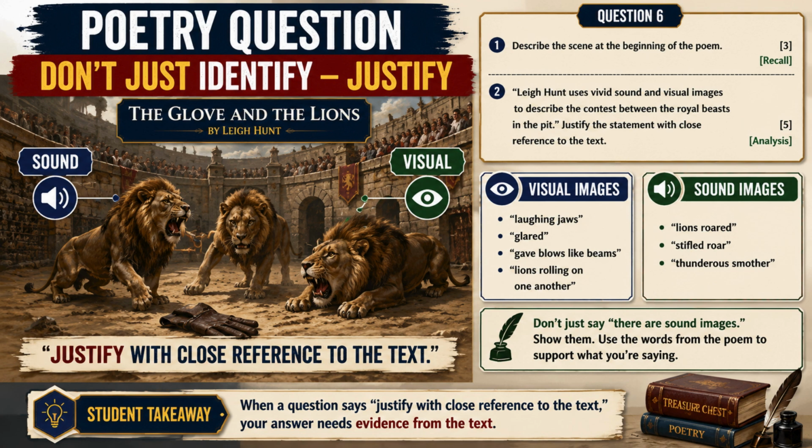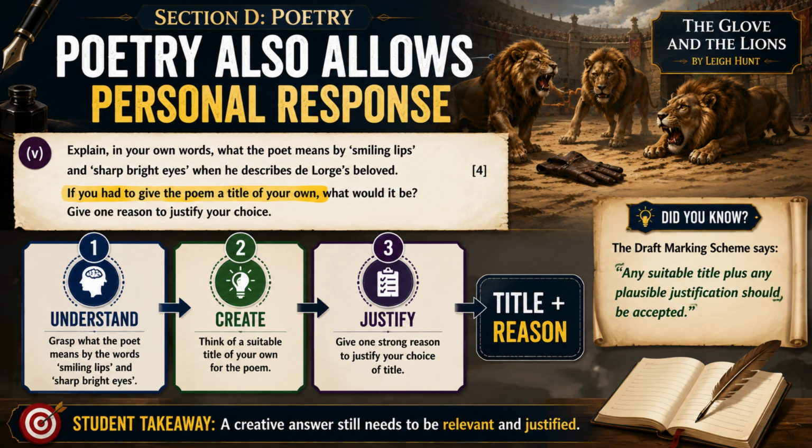So the direction here is very clear. Don't simply say there are sound images. Show them. Use the words from the poem to support what you are saying. And then question 6 gives us another kind of response. You are asked to explain what the poet means by smiling lips and sharp bright eyes.